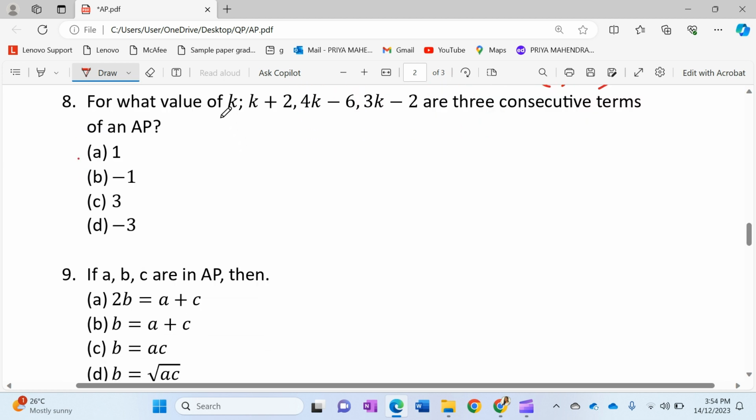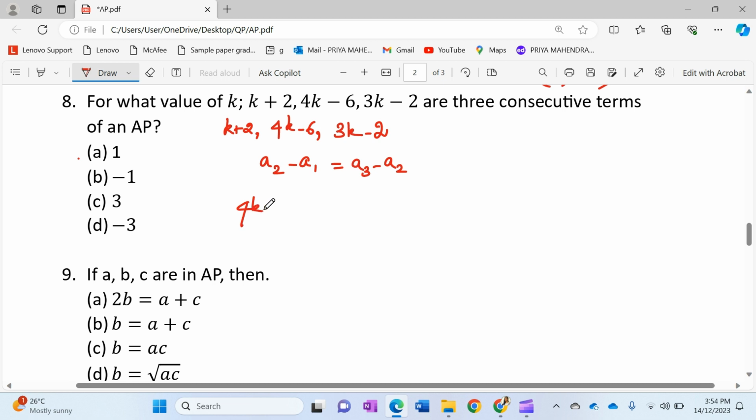For what value of k are k plus 2, 4k minus 6, and 3k minus 2 three consecutive terms of an AP? We know that in order to be consecutive terms of an AP, they should have a common difference. That is, the difference between two consecutive terms is always the same. So A2 minus A1 is the same as A3 minus A2.